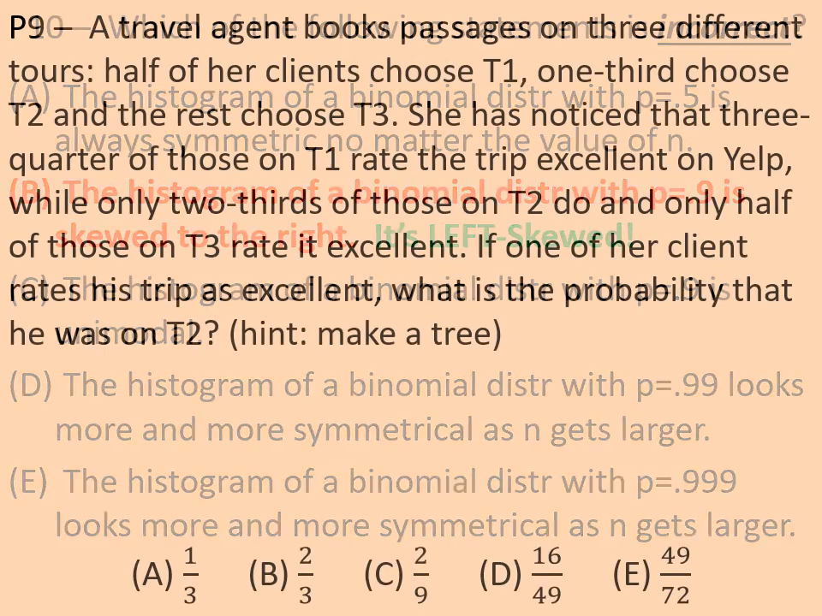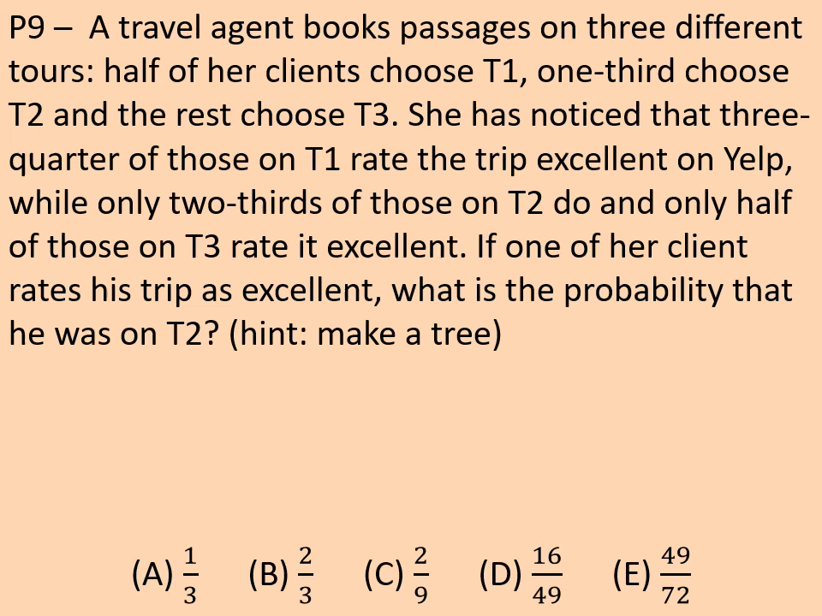P9, a travel agent books passages on 3 different tours. Half of her clients choose tour 1, 1/3 choose tour 2, and the rest choose tour 3. She has noticed that 3/4 of those on tour 1 rate the trip excellent on Yelp, while only 2/3 of those on tour 2 do, and only half of those on tour 3 rate it as excellent. If one of her clients rates her trip excellent, what's the probability that he was on tour 2?